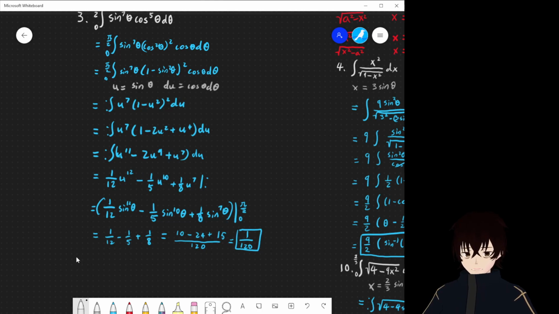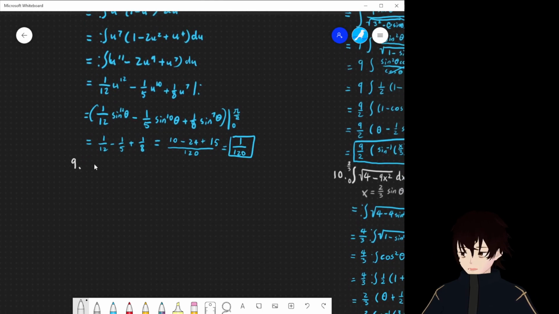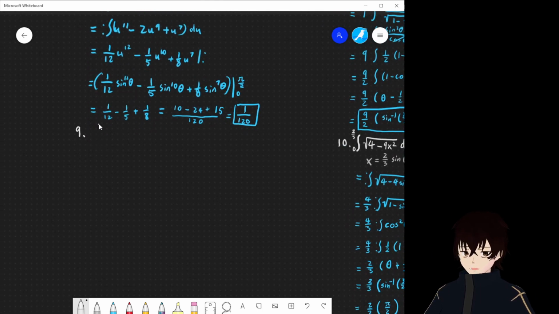Now once we're done with 3, we're moving on to number 9. Number 9 wants us to find the integral from 0 to pi of, this is the right question, of cosine to the power 4 2t dt.